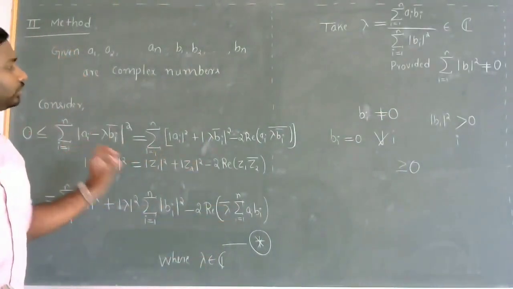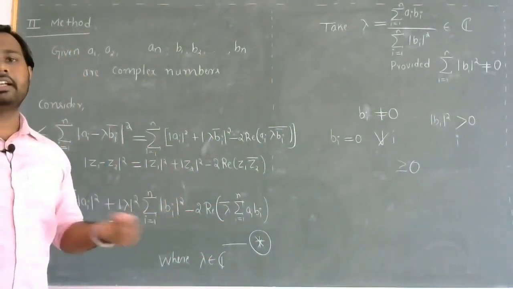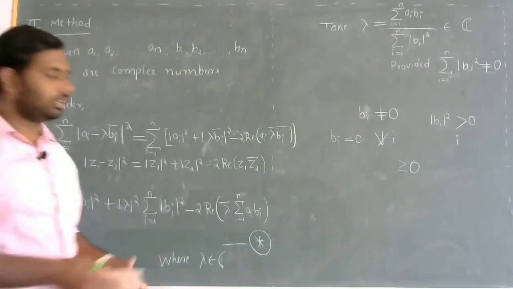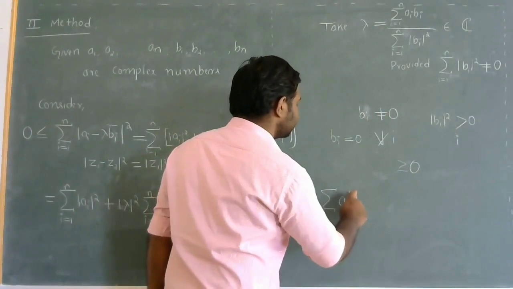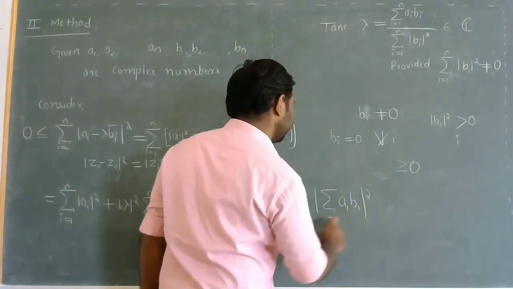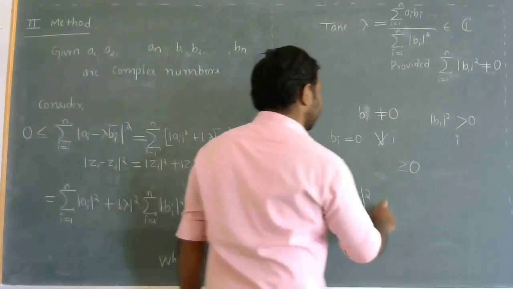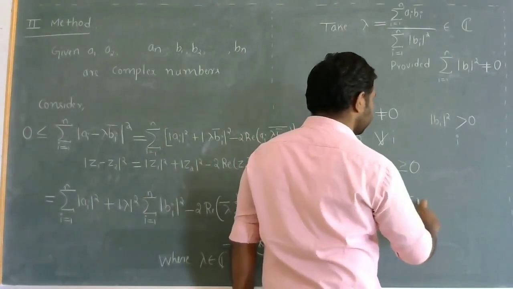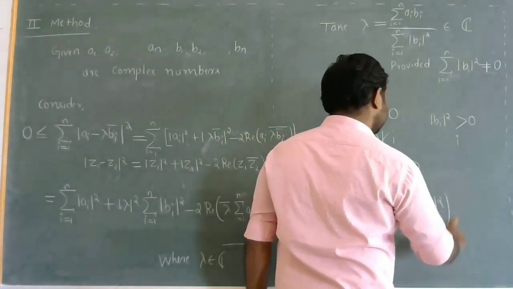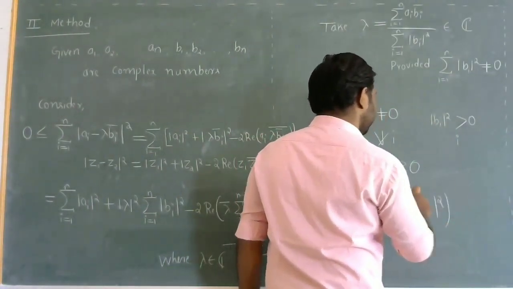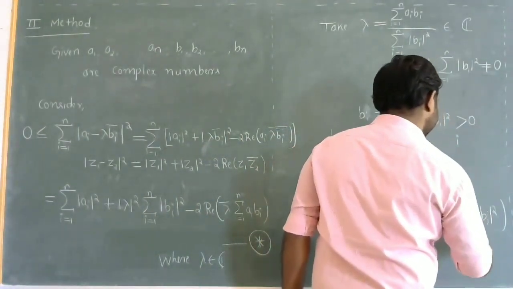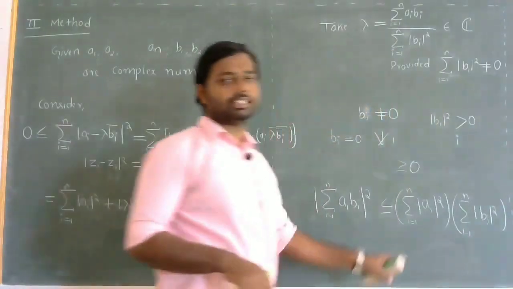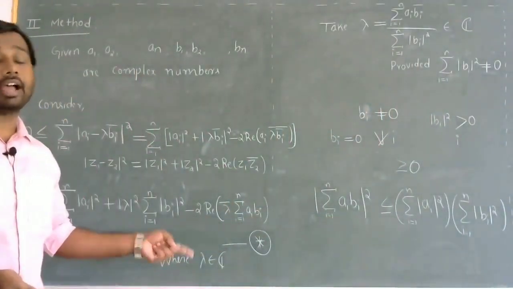Then I can actually see that Cauchy's inequality holds directly, right? So what is Cauchy's inequality? Modulus of summation ai bi whole square, i running from 1 to n, is less than or equal to summation modulus of ai whole square into summation modulus of bi whole square. Right? This is actually the Cauchy's inequality which we have to prove.